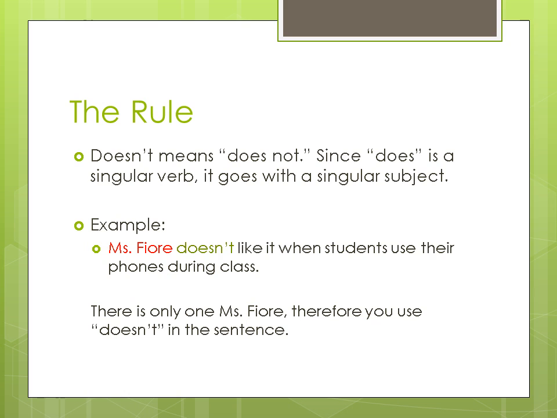Doesn't means does not. Since does is a singular verb, it goes with a singular subject. For example, Miss Fiore doesn't like it when students use their phones during class. There's only one Miss Fiore, therefore you use doesn't in the sentence because that is the singular form. Doesn't or does not. You may press pause while you write this down. Press play when you're ready to continue.